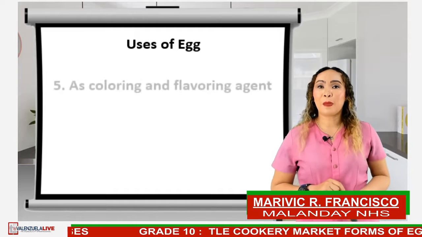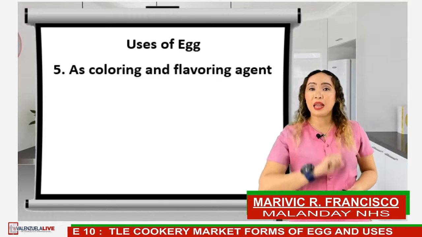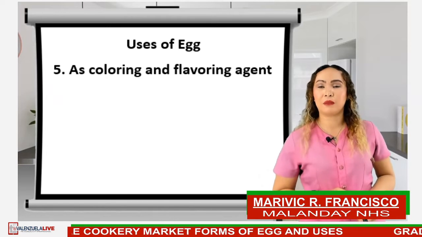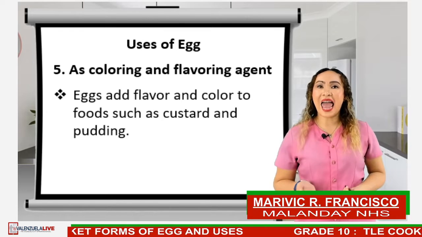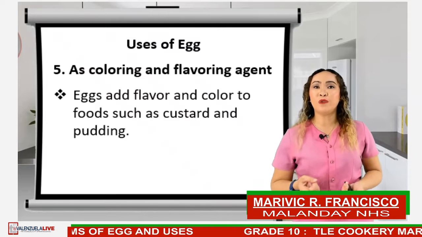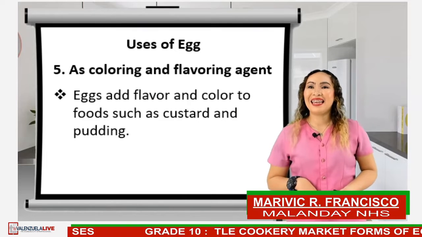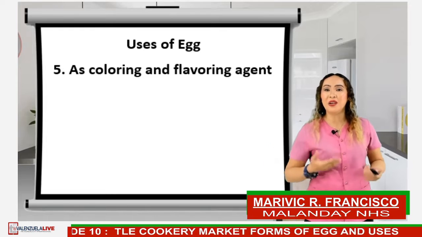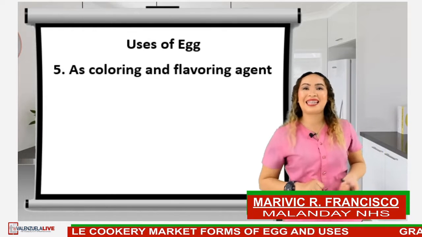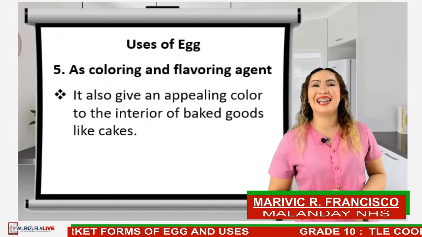And then we have number 5 as coloring and flavoring agent. So eggs add flavor and color to foods such as custard and puddings. It also gives an appealing color to the interior of baked goods like cakes. Our favorite cakes. Alright.